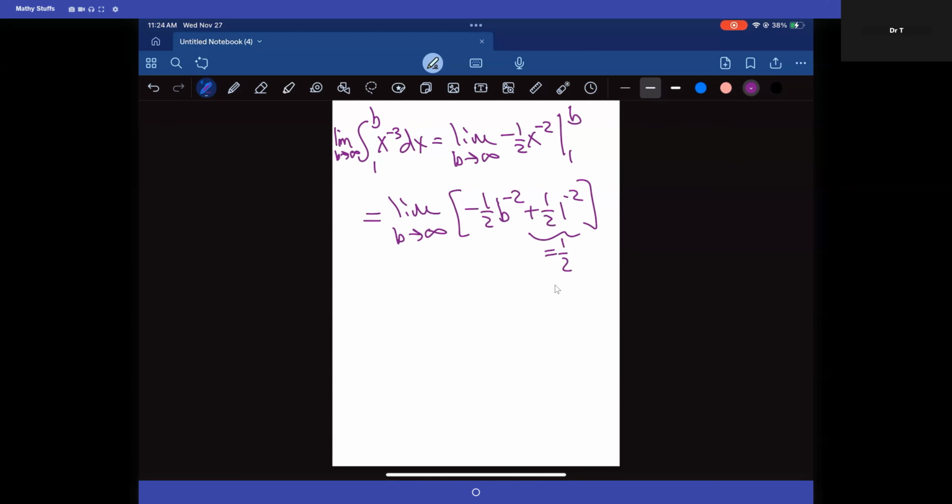And this b to the negative second is easier to think about when we just move it to b squared underneath the fraction bar. And as b goes to infinity, we can see, I almost said it's easy to see.